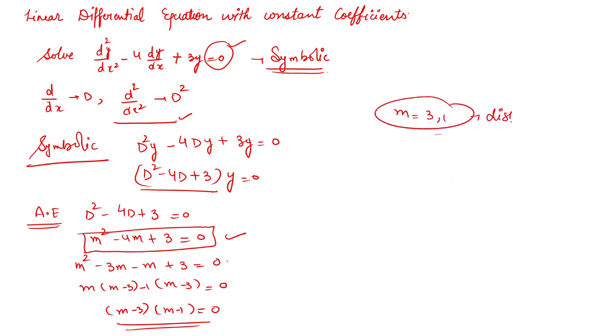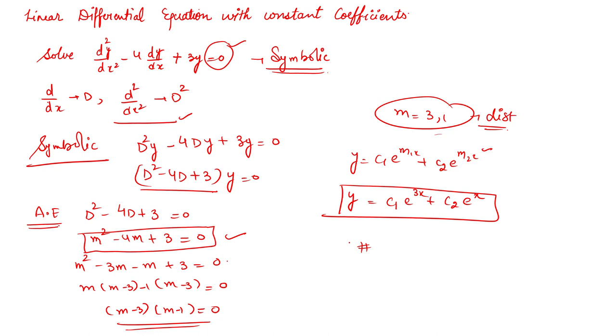Now these are distinct roots. As we have done, if we have distinct roots, its solution is C1 e to the power m1 x plus C2 e to the power m2 x. So here the possible solution is y equals C1 e to the power 3x plus C2 e to the power x. This is one question where we see there is a simple root which is also a distinct root.